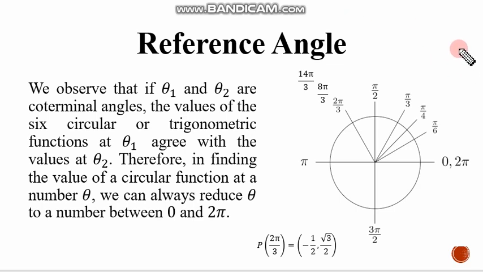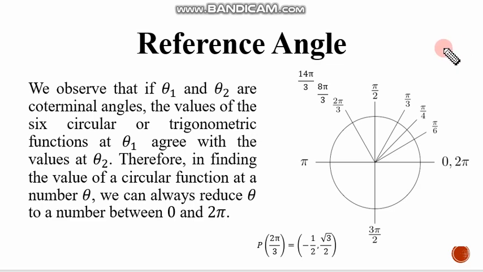The reference angle. We observed that if theta 1 and theta sub 2 are coterminal angles, the values of the six circular or trigonometric functions at theta sub 1 agree with the values at theta sub 2. Therefore, in finding the value of a circular function at number theta, we can always reduce theta to a number between 0 and 2 pi. Okay, so let's have a review of coterminal angles.